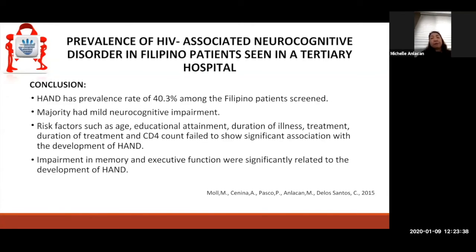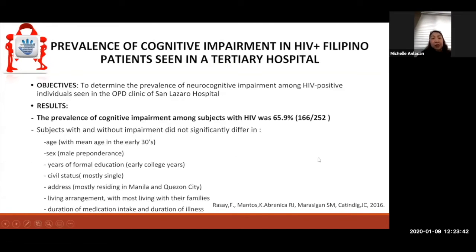Next, please. In a bigger study conducted in the Jose Reyes Hospital, the prevalence was at 65.9%. They didn't differ much in terms of their age, sex, or years of formal education.